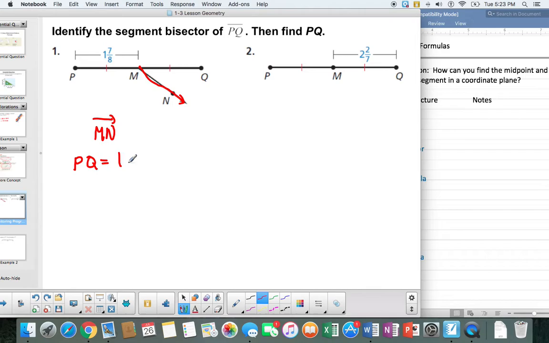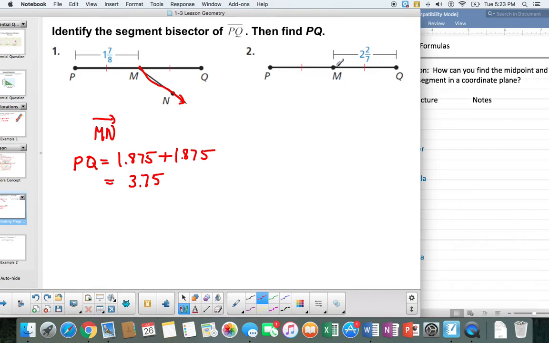Now, 0.78 is the same thing as 0.875, so you can change it to a decimal. And then when you add both of them together, you get 3.75 as your answer.